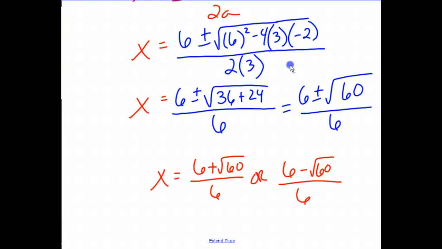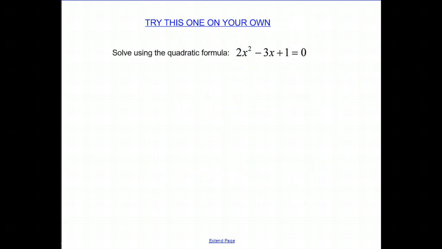Now that we've tried 2 together, this last slide here gives you the opportunity to try this one on your own. Good luck.